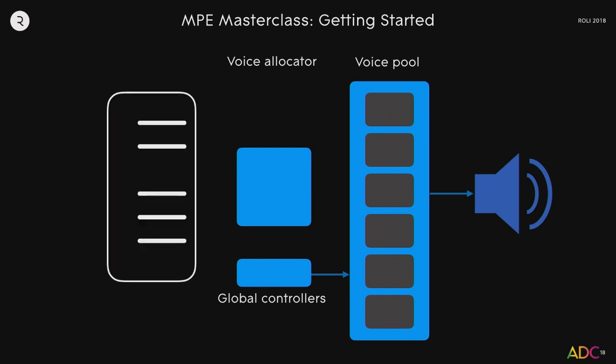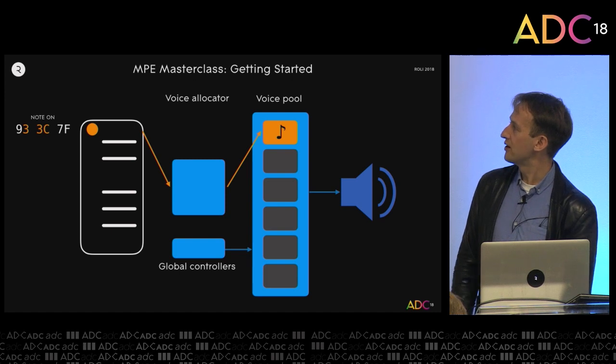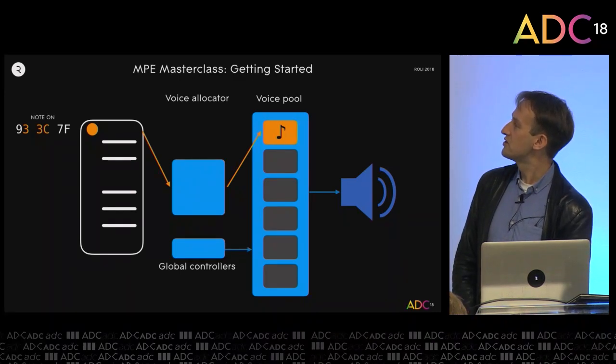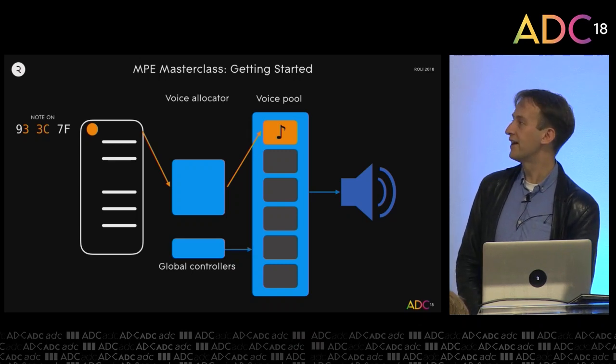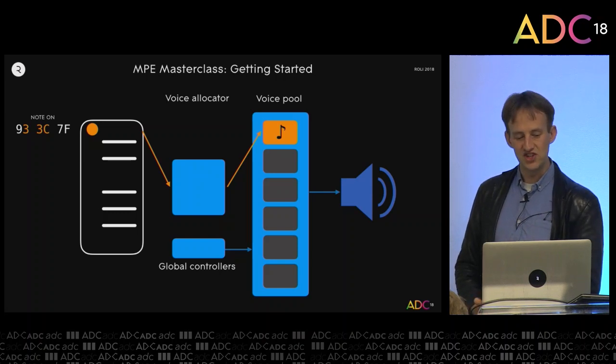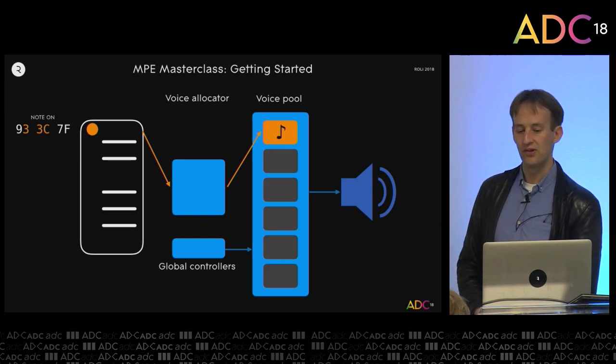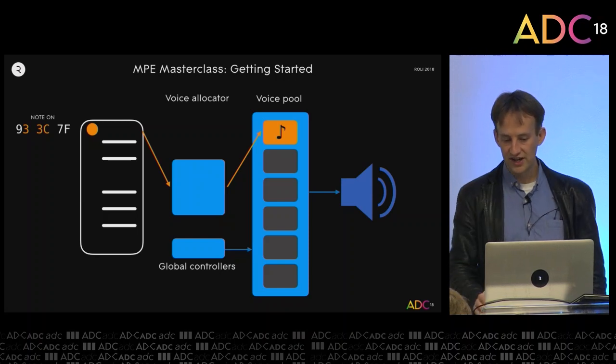Now let's go to MPE, and we replace our keyboard with a nice little C-board block there. Again, we receive a note on. But what you'll see here is we're binding on both the note and the channel number. So this 93, that's note on MIDI channel 4, remember they're out by 1. So what that's saying now is that any MPE messages that come in on that channel are going to be sent to that specific instance of the voice in the voice pool.